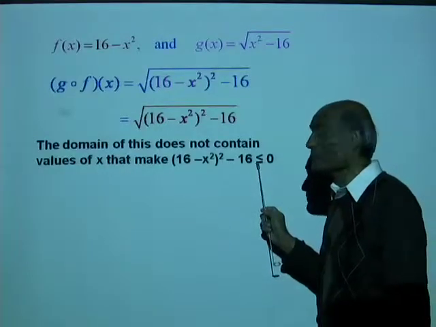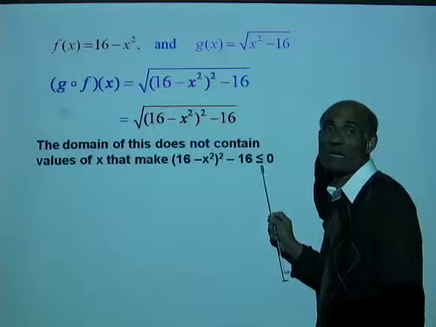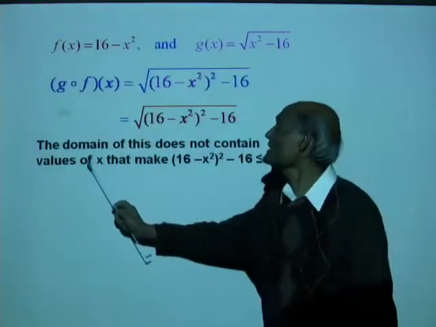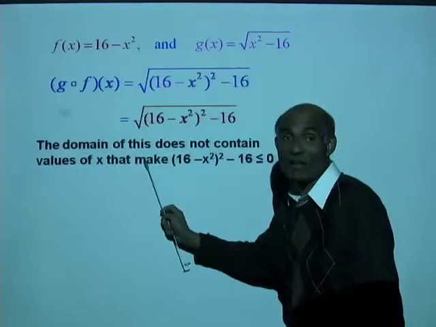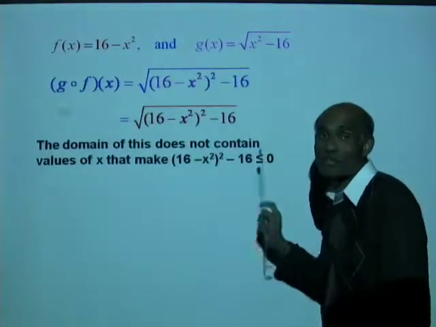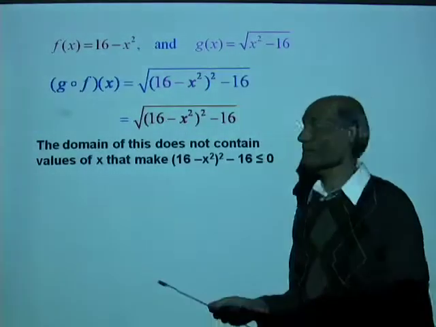So when I have a mistyping, you must identify that immediately. So what does it mean? The domain of this does not contain values of x that make this quantity less than 0. It can be 0 because the square root of 0 is defined.